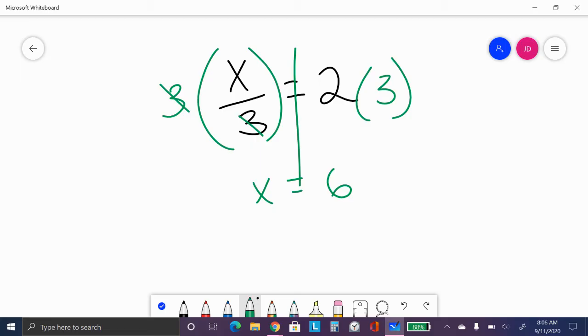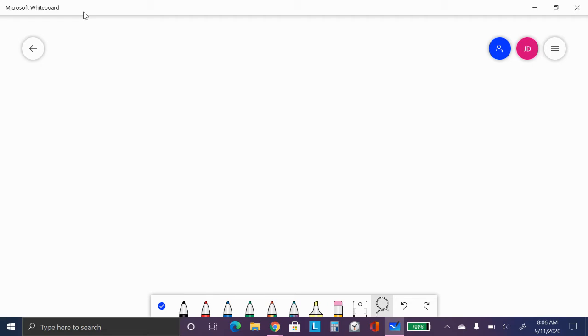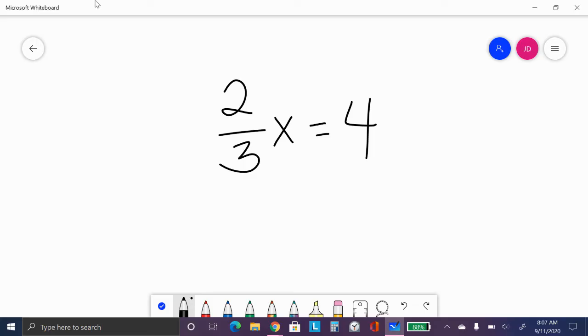All right, so those are all the different types of one-step. Oh, no, I was mistaken. There is one more type you could see, and that's with a lovely fraction. Let's look at 2/3 x equals 4. So this is being multiplied by a fraction.